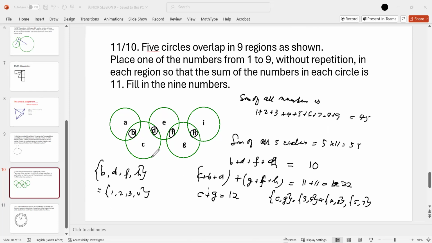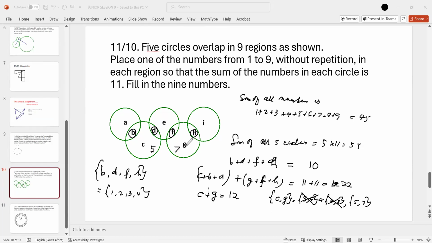It's one of the circles, right? 3 is one of these circle numbers. 3 is taken, not allowed to repeat. 4 is also taken, so that is out. So CG must be 5, 7. So this must be 5, this must be 7.